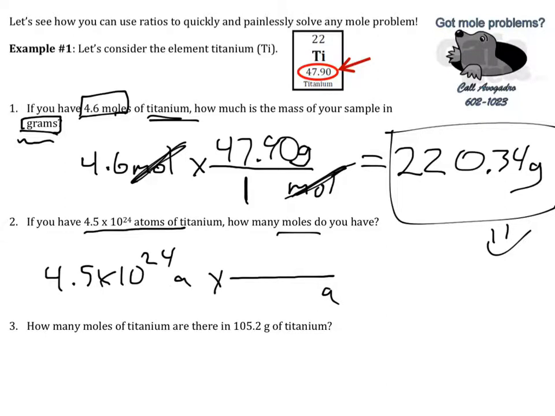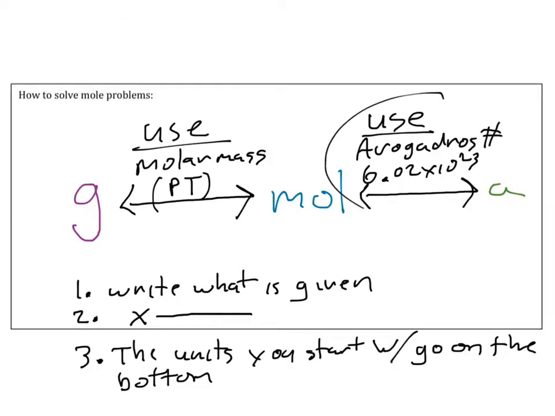Now we're going to go from atoms to moles. What always goes in front of moles? A 1. And then if we take a look, what do we use when we go between atoms and moles? We use Avogadro's number, which is 6.02 times 10 to the 23rd.